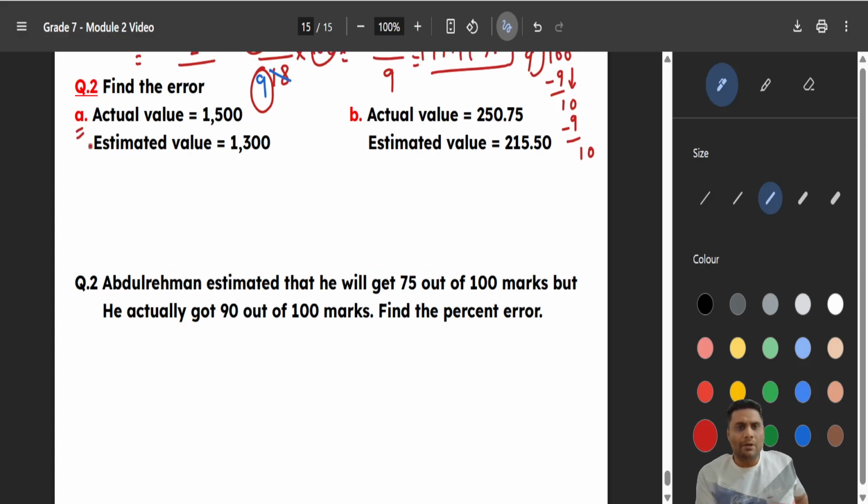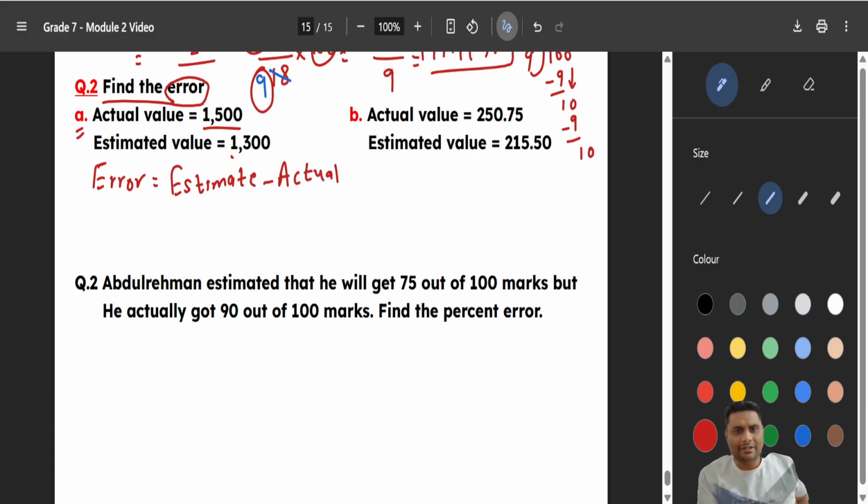Now in part A, he said find the error, right? Find the error. Very simple. He doesn't say percent error, so we just have to find the error. So how do we find the error? Estimate minus actual, correct?